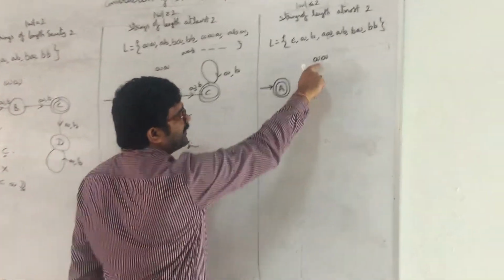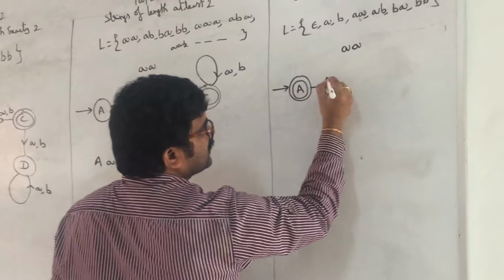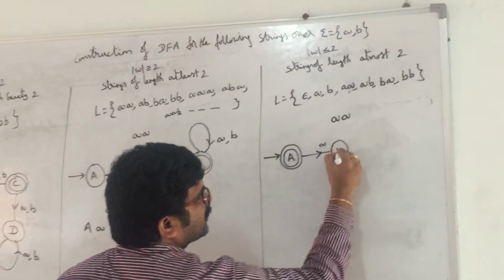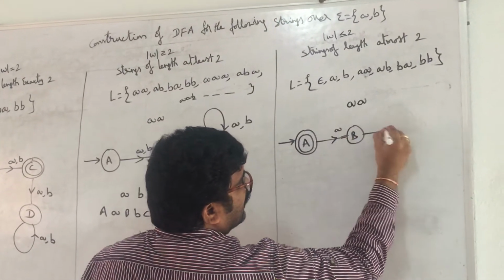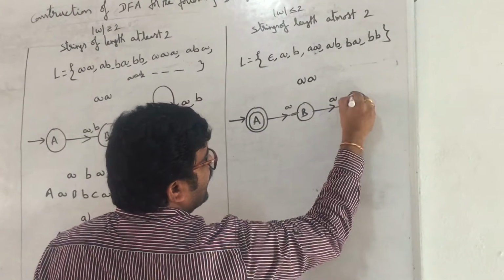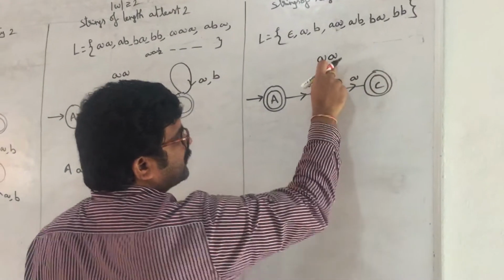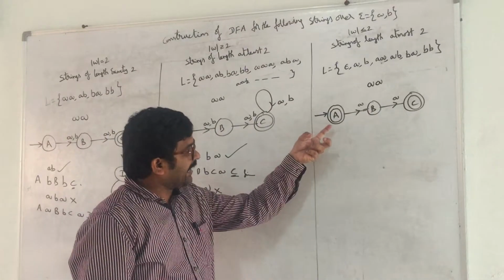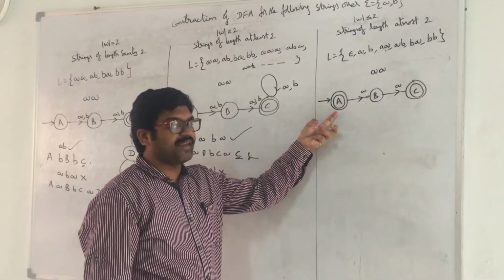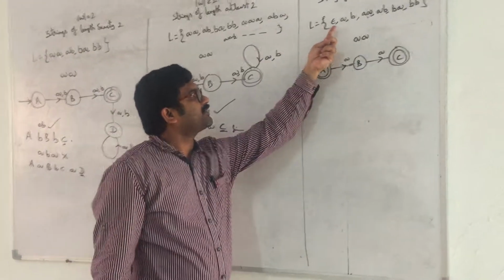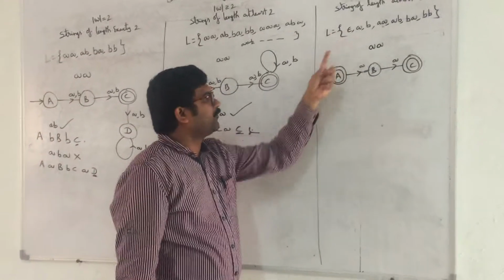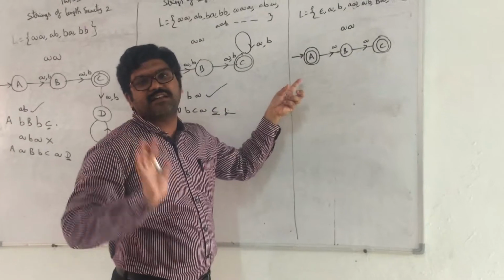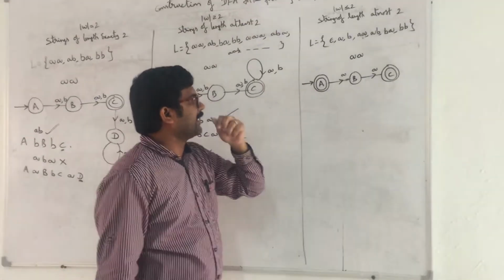And now I am drawing the skeleton for AA. So for this A, I move to the next state, and then one more A, and this must again be a final state. Why? Because I should accept this AA, right? So this is the skeleton for AA, and I converted the starting state into a final state. The reason I told you already: because epsilon is available in my language, the starting state and final state must be the same.